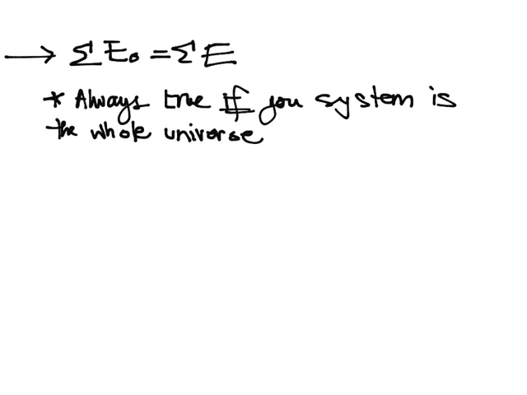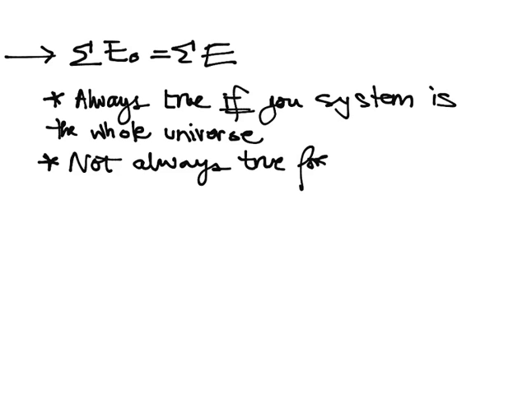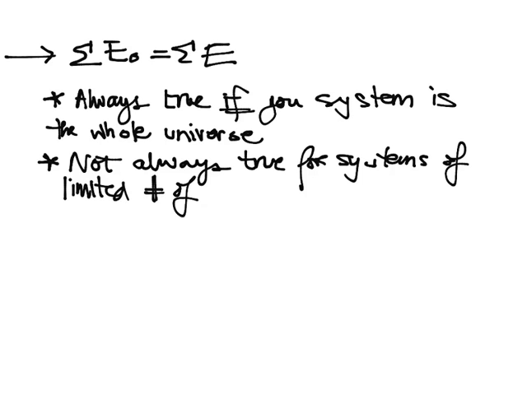So I'm going to give you an example of a situation in which energy is not conserved for the system. Again, this equation is not always true for systems of a limited number of objects. And here's my example.